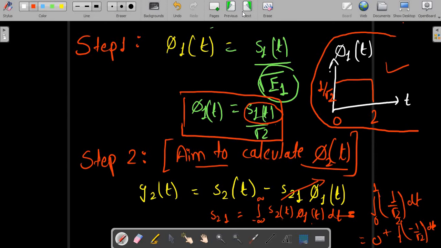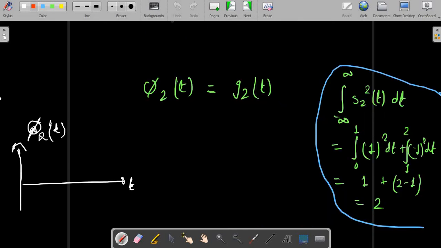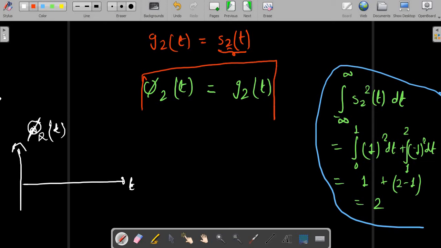So at the end we are left with g2(t) as S2(t), simple, right? Now we know that g2(t) is equal to S2(t), but this S2(t) has some energy. In order to get phi 2(t) from g2(t), what do we have to do? We just divide this g2(t) by the square root of its energy, and g2(t) is nothing but our S2(t). So in short, we need to divide by the energy of S2(t) only.